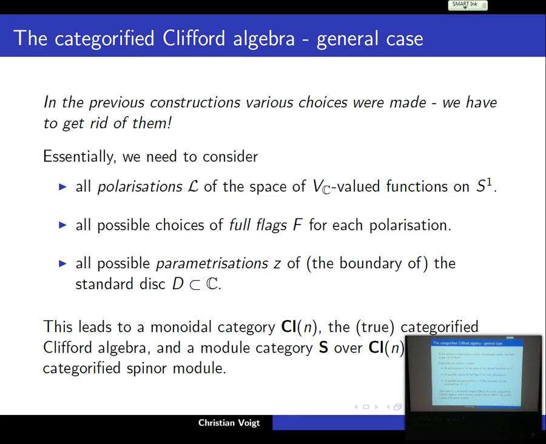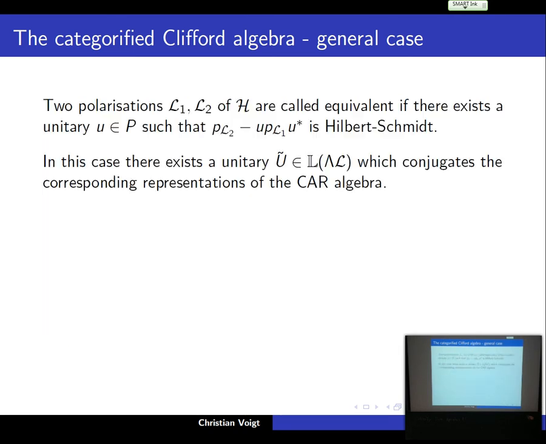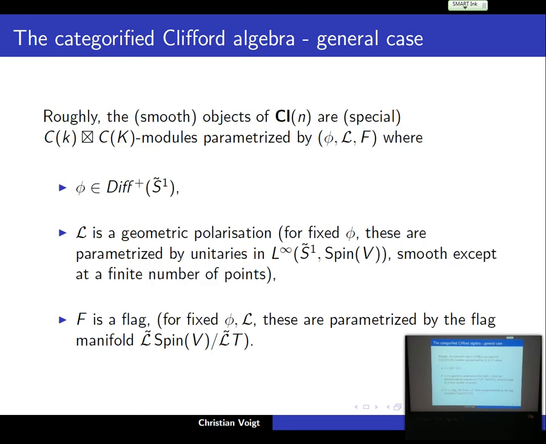Okay, and now basically the real work is to understand what happens if you get rid of all these choices. You have to take into account all these choices, and you get a much larger category, which then gives you the right notion of the categorified Clifford algebra. So just maybe give me 1 minute to wrap up, so I'll skip through the details of how to do that. Let me just indicate why this construction is probably a natural one.